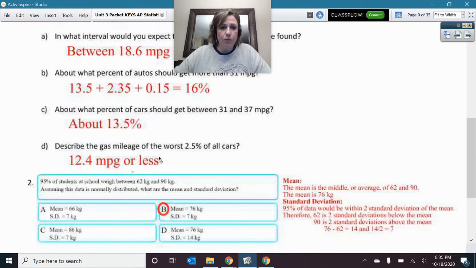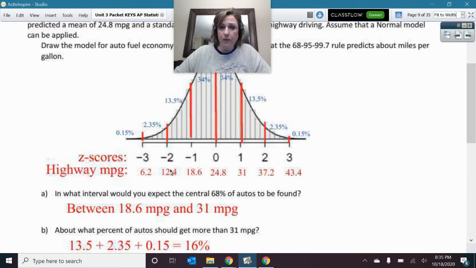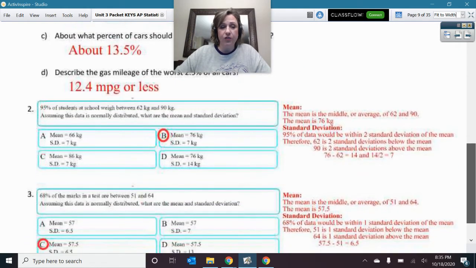And then describe the worst 2.5% of all cars. And so that would be those vehicles that get 12.4 miles per gallon or less. Okay, or less. So make sure you included that.